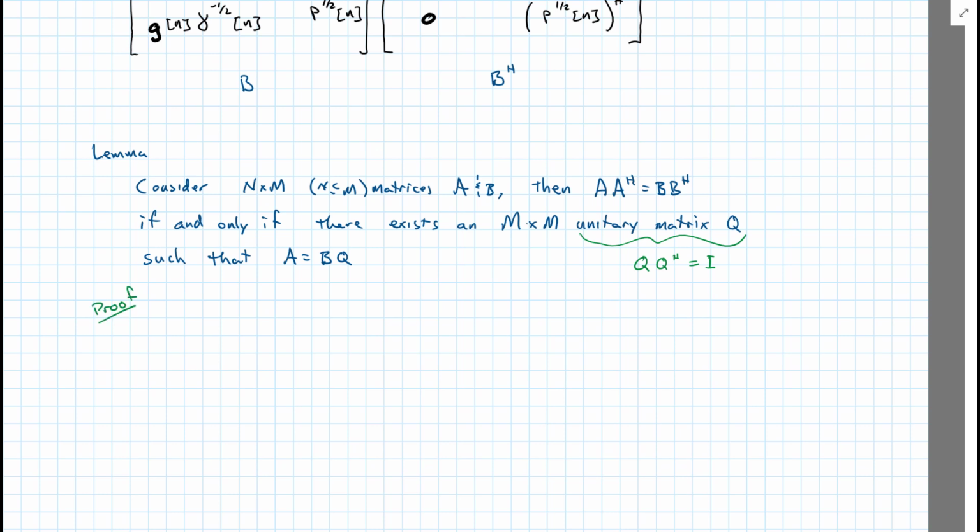Okay, so let's go through a quick proof of this. We'll start out with assuming that A is equal to BQ. Then we have that A Hermitian is equal to Q Hermitian times B Hermitian, and the Q's, of course, cancel and give us the identity matrix. So that's just B Hermitian.